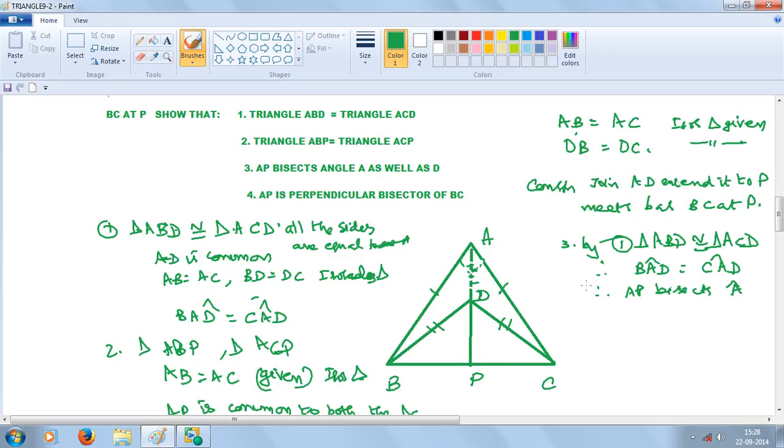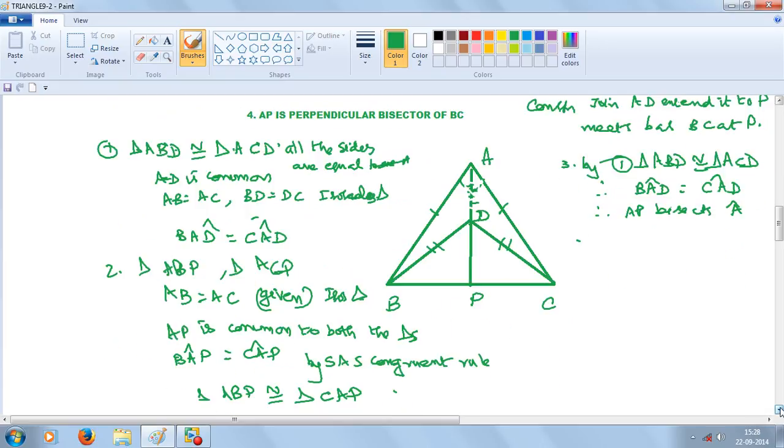Now we'll see triangle 2. We have proved APB is congruent to ACP. We will minus this small triangle, then we will get APD and CPD are congruent. Therefore, these two angles are equal. So we will mark one like this.